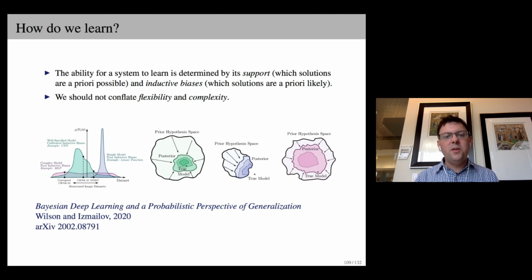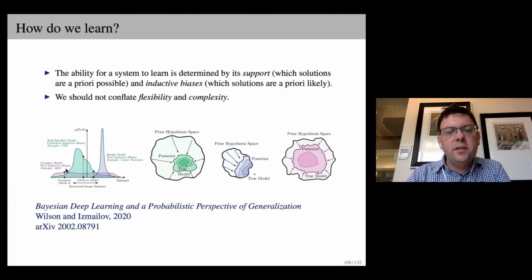We should be very careful not to conflate flexibility and complexity. As we were describing in part 2 of the talk, we can have models like Gaussian processes, which are extraordinarily flexible, even universal approximators, but in a sense, have very simple inductive biases and can generalize very well on problems with even a small number of data points.